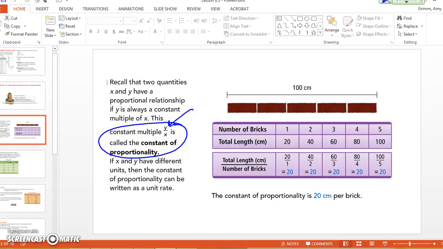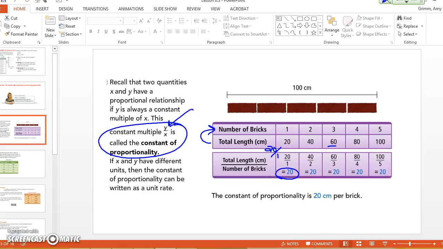So the first one here they're talking about is bricks. Okay, and they're saying if you decided you were going to become a bricklayer, Jeremiah said that was going to be his new profession. Okay, 1 brick is 20 centimeters. So it would make sense that if you put 2 bricks down, it would be 40. If you put 3 bricks down, it would be 60, and so on. It would make sense here to put this y over x to put 20 over 1, because what does this number represent? The total length of each brick.